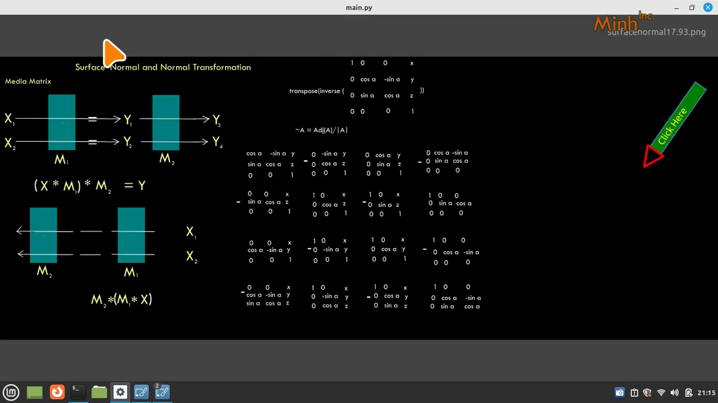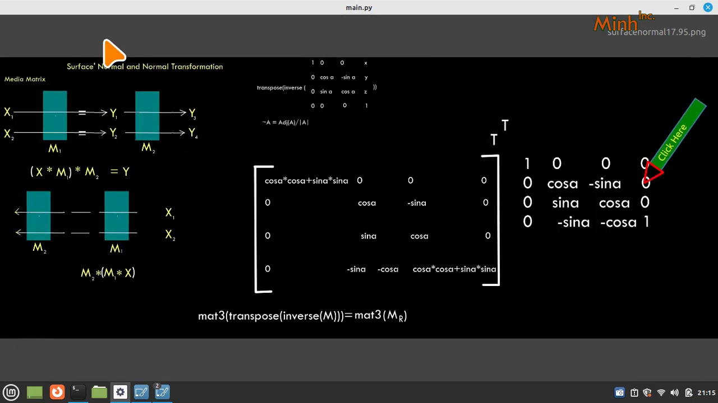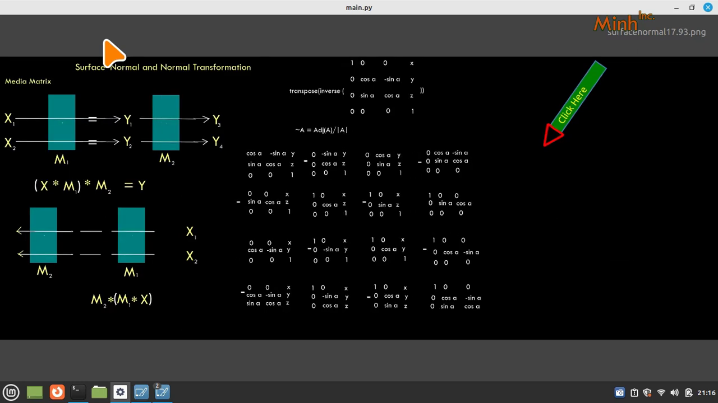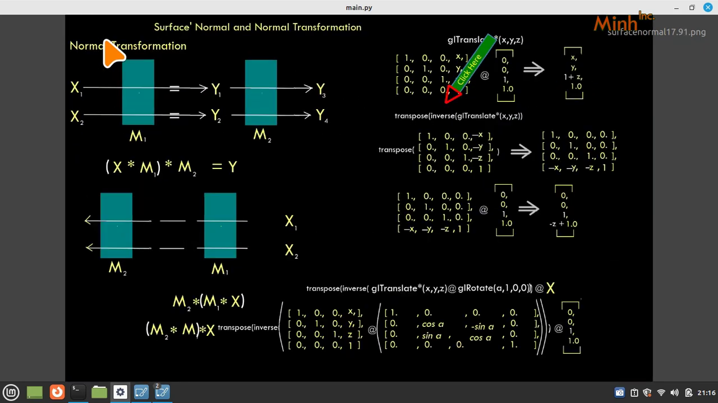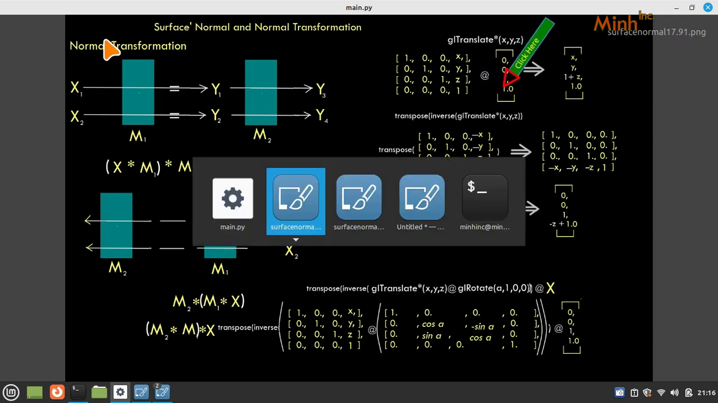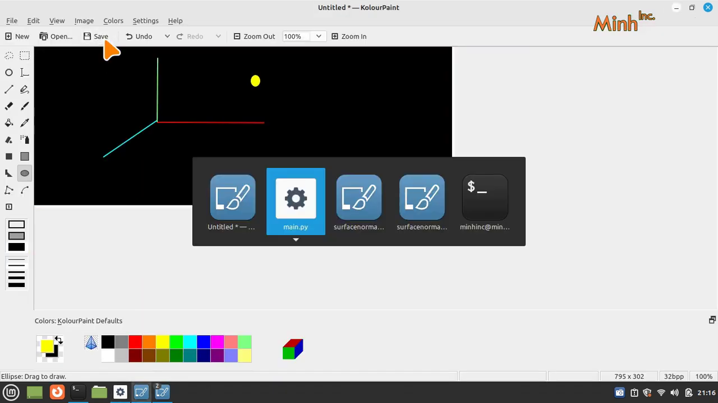So very fine. Let's go for multiplication. If this is the matrix, and I multiply this with a normal like 0, 0, 1, this is what we are seeing. So I have a point 0, 0, 1, 1.0. Now we will do the computation.